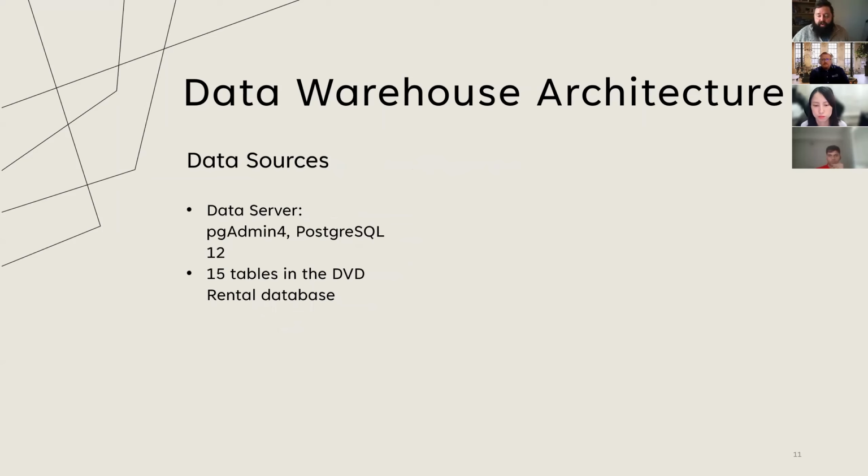So our source system, right now we currently have one source system. It is a Postgres database called DVD rental, and it is a transactional database that acts as the back end of the DVD rental application that is used by the stores. So that is where we are getting all of our information from. There are 15 tables that comprise the DVD rental database.